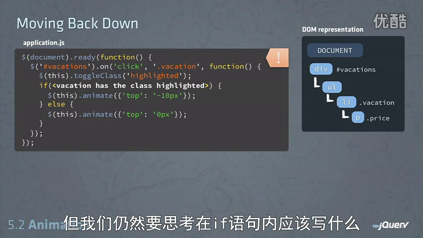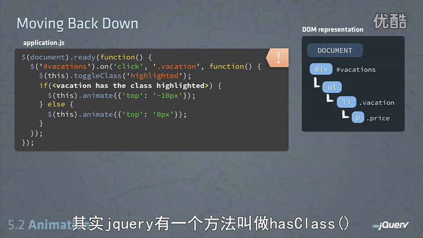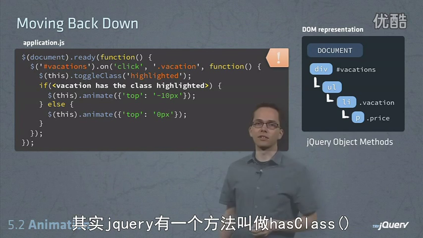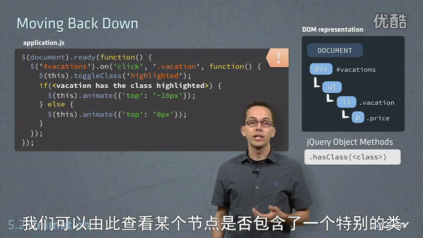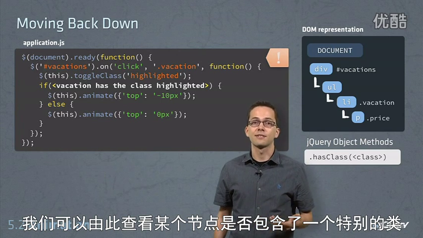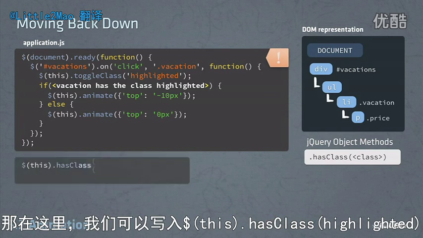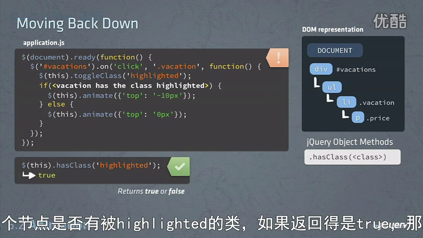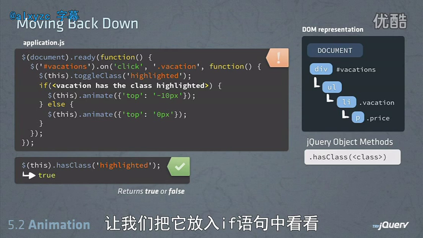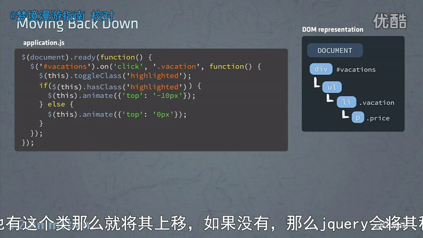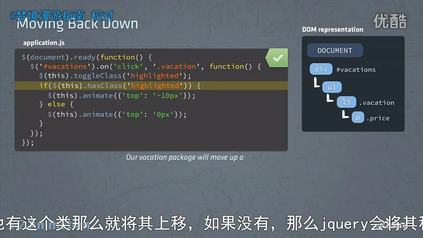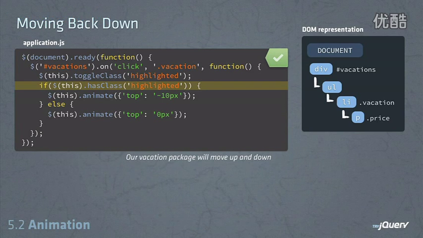But we still need to figure out what goes inside of our if statement. We've got just some pseudocode there. Well, jQuery gives us a method called hasClass. We can check to see if a node has a specific class. So in this case, we'll call this.hasClass highlighted, and if it returns true, we know that it has the class. So let's move that back up into the if statement, and now if it has the class, it's going to animate that up, and if it doesn't, it's going to animate the li back down.